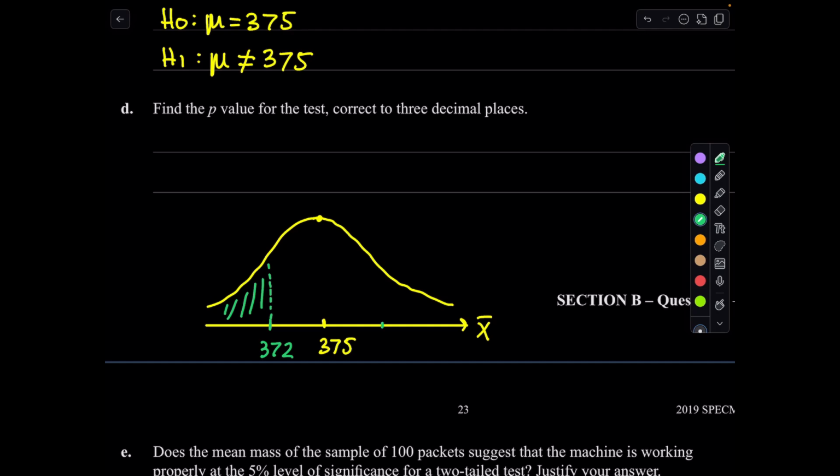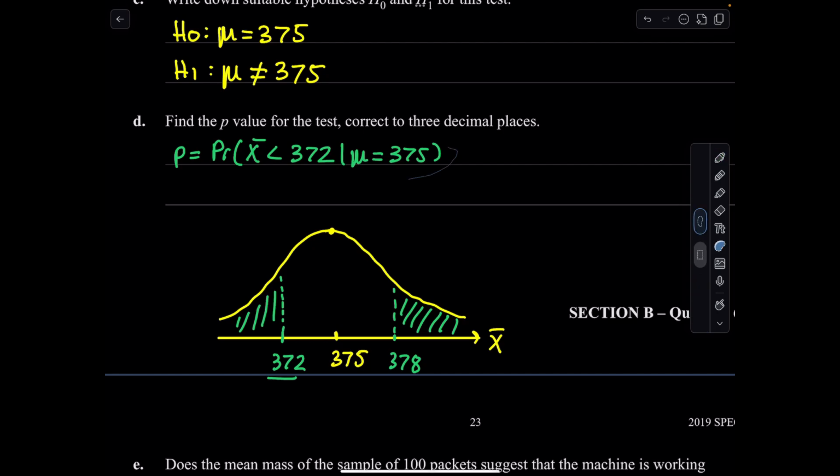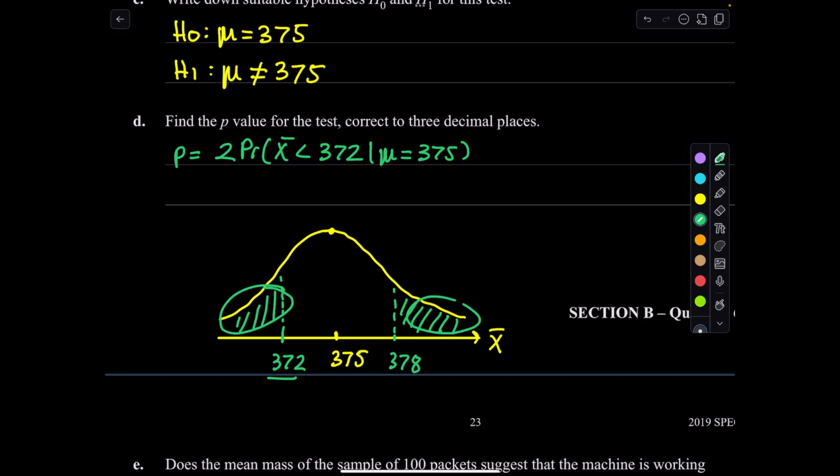And imagine, what's the difference? You remember, it's symmetrical. So 372, 375, the difference is 3, so the other side is 378, because there could have been an increase. Here it is. This is what the p-value is. It's the addition of these two tails. Because they're symmetrical, all we're trying to find is the probability that x bar is less than 372, given that the mean is 375, but you're doubling it. Remember, you're doubling because this part here is symmetrical to that part.